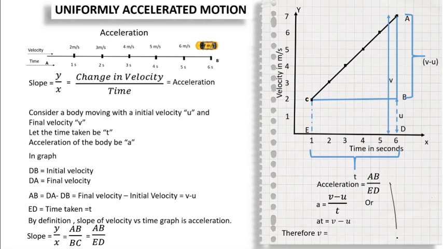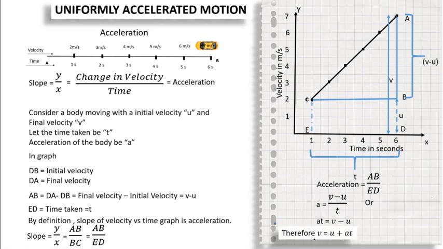So if I do a rough work here, if AT is equal to V minus U, then bringing U to this side, AT plus U is equal to V, and therefore V is equal to U plus AT. Simple algebraic expressions. V is equal to U plus AT, which is the first equation of uniformly accelerated motion. So this is a very important equation.